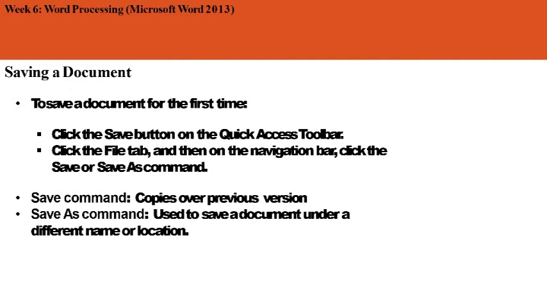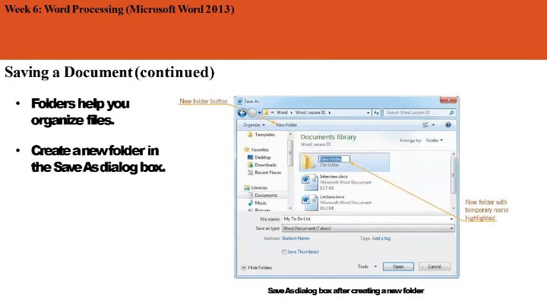So Save command, it copies over the previous version, while Save As command is used to save a document under a different name or location. So parang magduduplicate ka ng copy in different name or location. So yun yung gamit ni Save As. So you can use folders to help you organize files. So you can create a new folder in the Save As dialog box. So that's how we save a document.